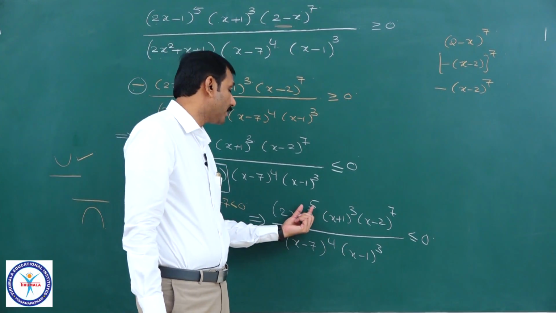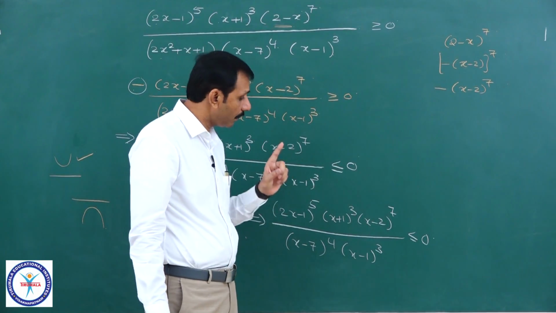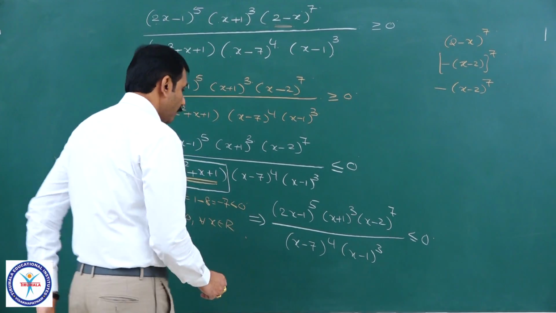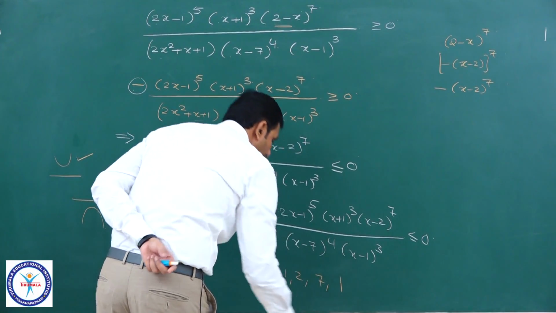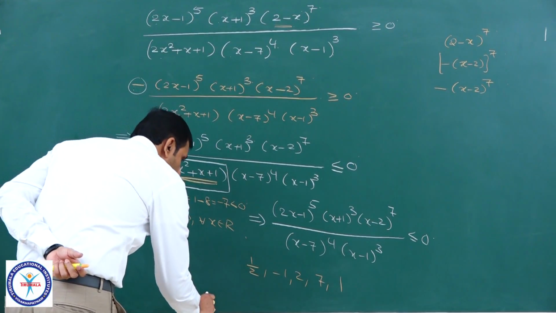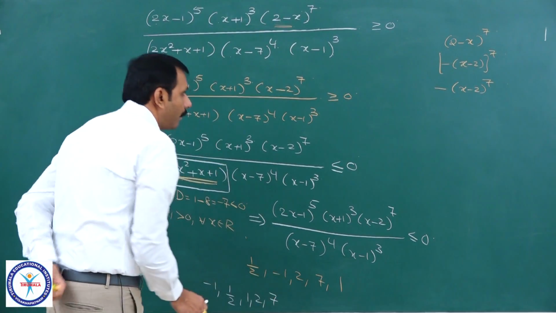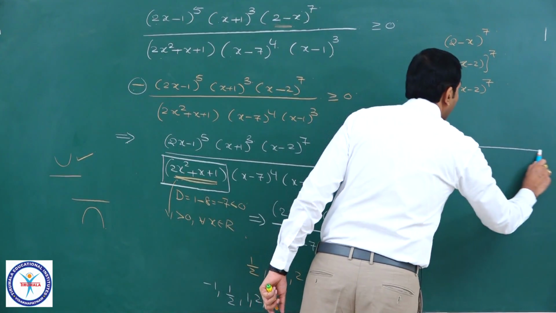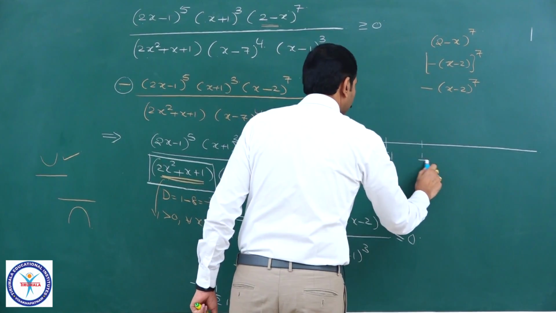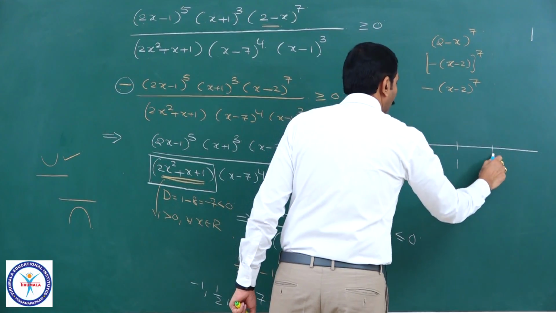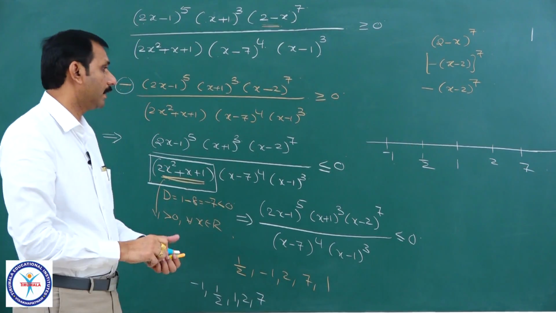Now, let us write all the zeros of the numerator and zeros of the denominator, and let us mark them on the real line, and we will find the solution set. What are the zeros you see? 1 by 2, minus 1, 2, 7, 1. In increasing order: minus 1, 1 by 2, 1, 2, 7. I will mark them on a real line: minus 1, 1 by 2, 1, 2, 7. Total 5 are there.